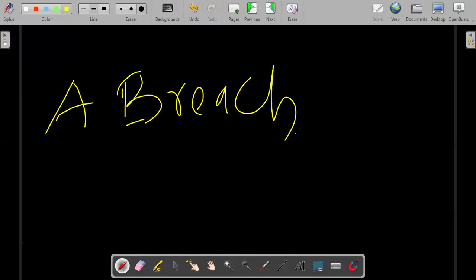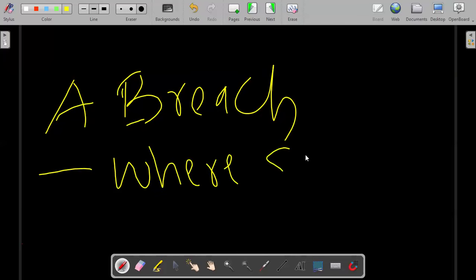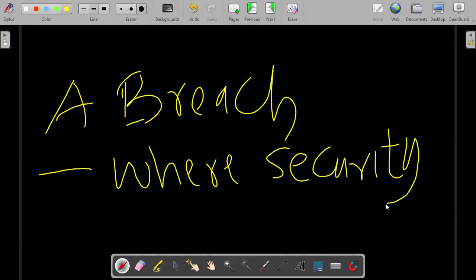So breach now refers to what? A case or an incident where security is broken. That means there is what? An unauthorized access. Somebody that is not supposed to be part of the system now has access. When security is broken, an unauthorized person gains access to either data or systems. Is that okay?